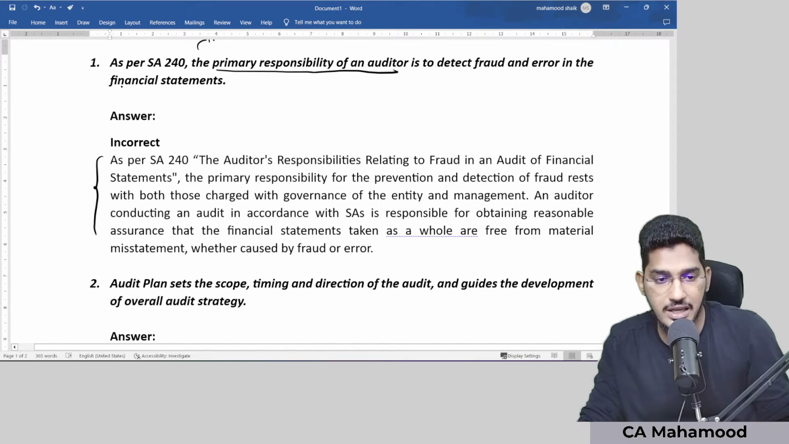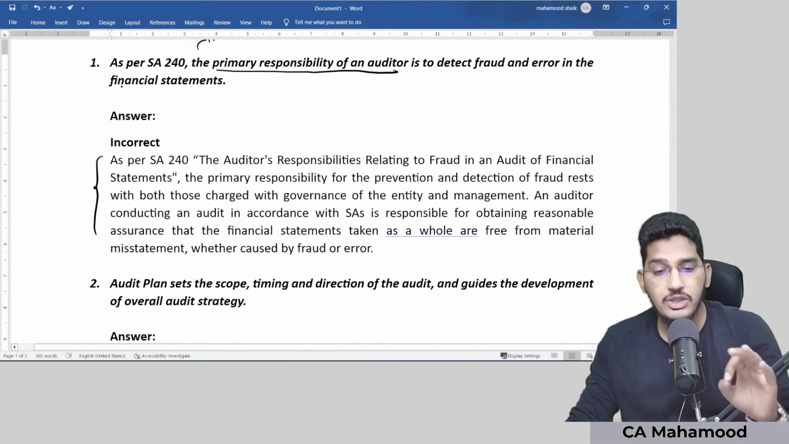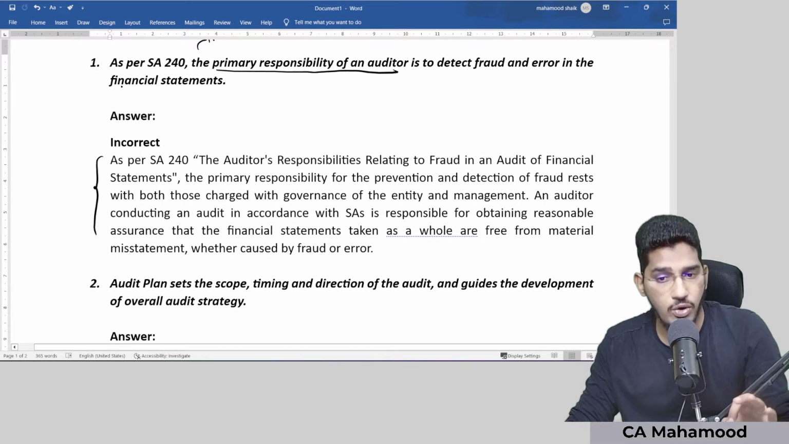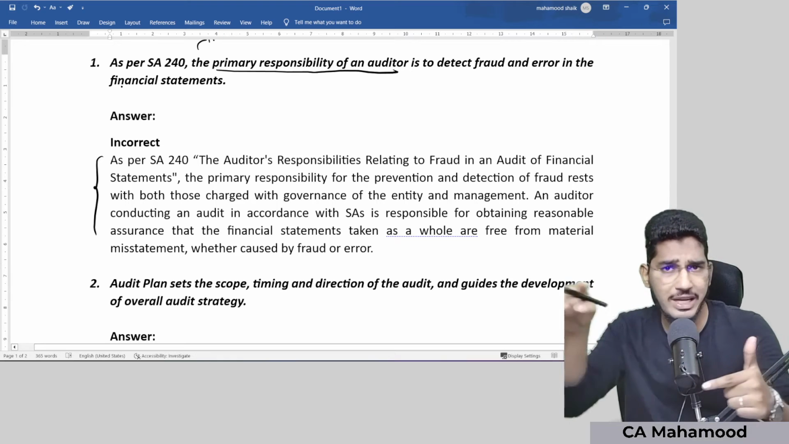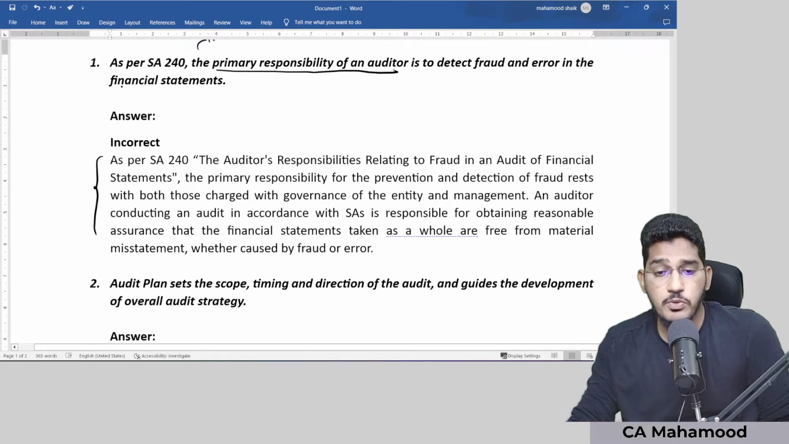So first, what they are saying is, as per SA 240, the auditor's responsibility relating to fraud in an audit of financial statements. They have written the title of the standard, so this will consume one entire line. The primary responsibility for prevention of fraud rests with both those charged with governance and management.